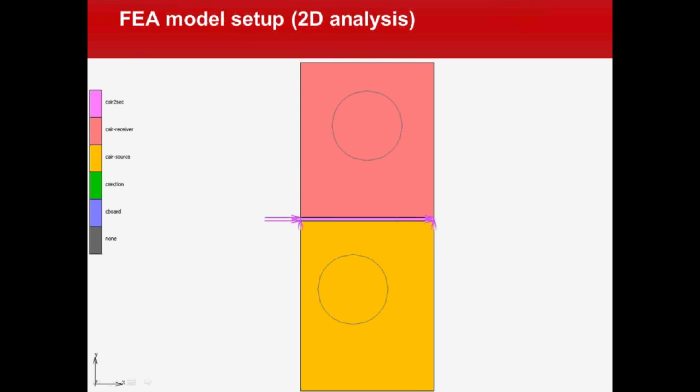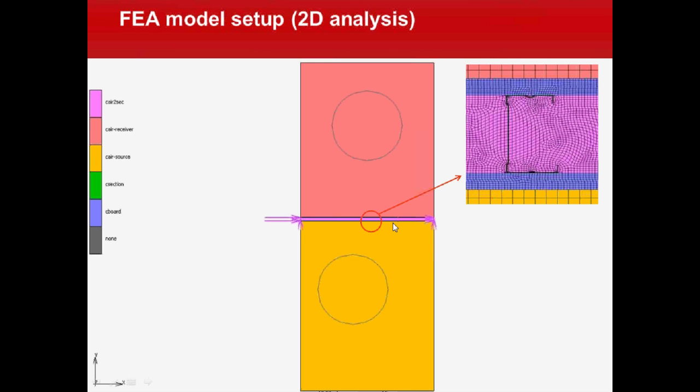In this example, we perform the FEA simulation in 2D analysis. As you can see here on the bottom, the yellow color represents the source room, and this is the receiving room. In between them are the boards and the studs. If we look closer at the system of the board, we can see here this is the stud. In this case, it is stud A that you can see.